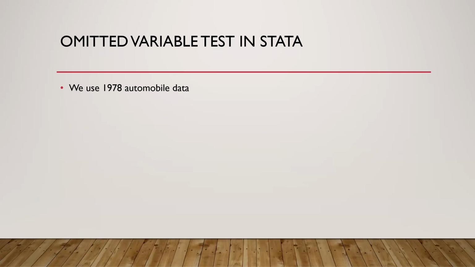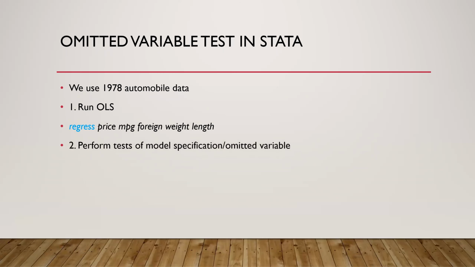We will use the 1978 automobile dataset, as we have been using, to do our test in STATA. First, we will run the ordinary least squares model, and then do the prediction, and then perform the test using linktest and also the Ramsey test. Okay, let's get to STATA now and do that.